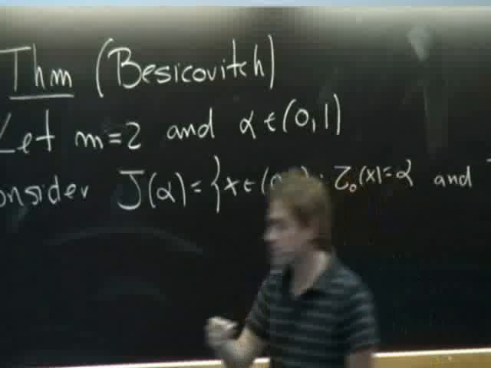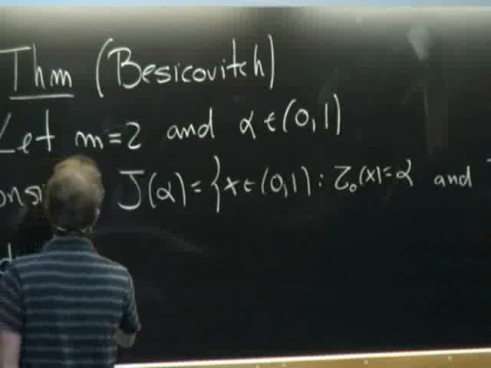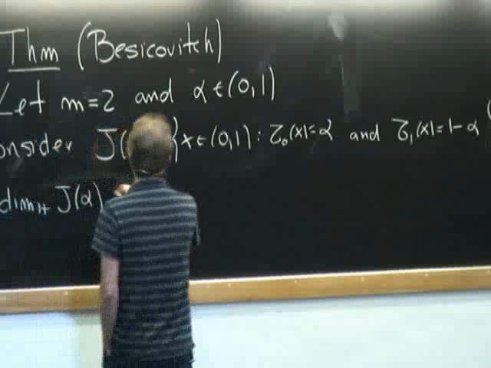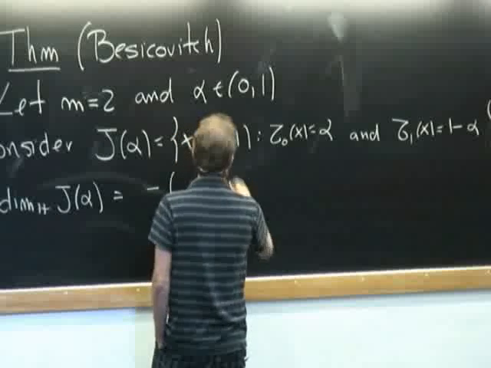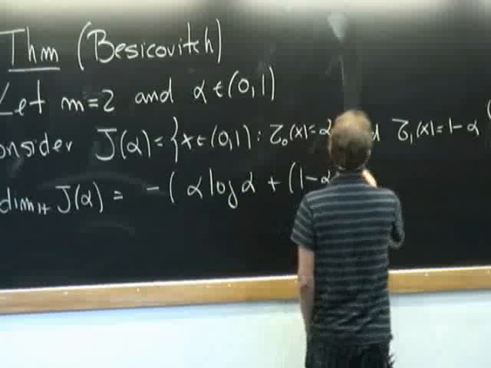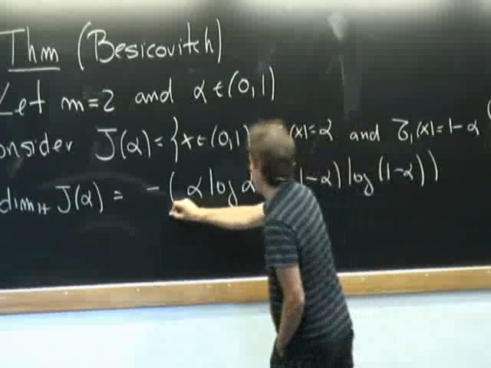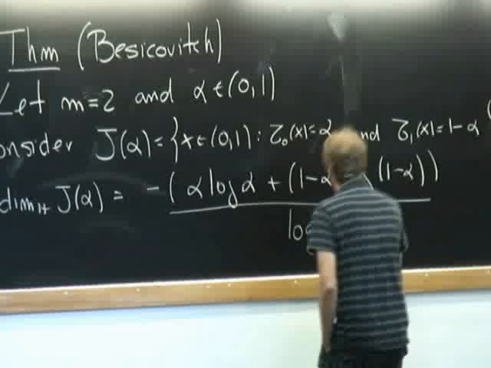So the claim was that the Hausdorff dimension of this set was the following number: alpha log alpha plus 1 minus alpha log 1 minus alpha, and all this divided by log 2.